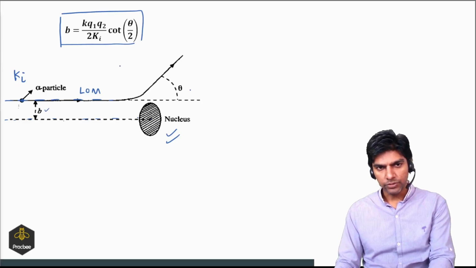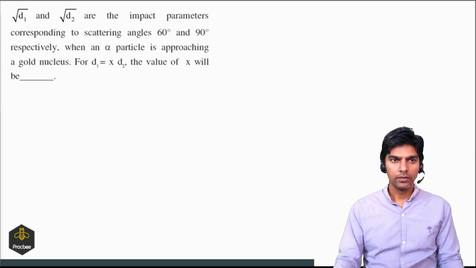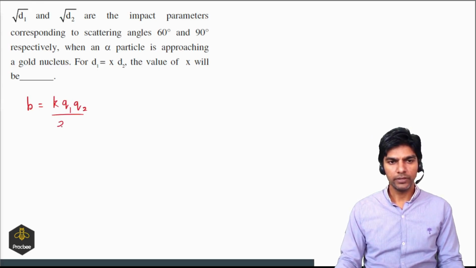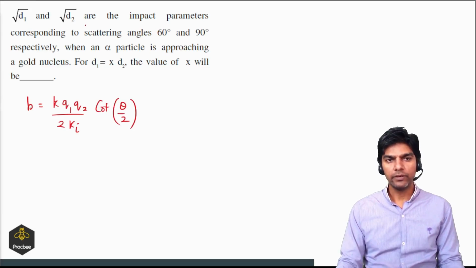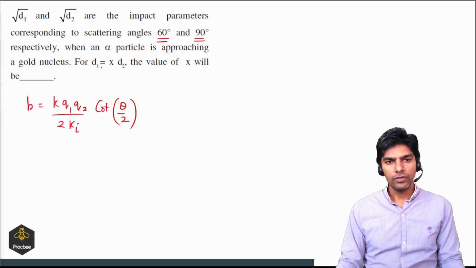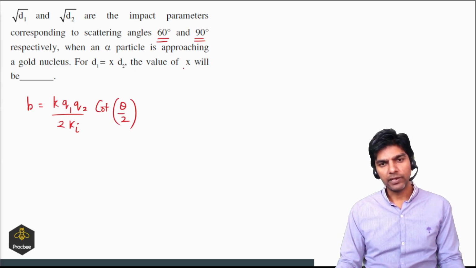Now let us see the application of this formula. So the impact parameter is K q1 q2 divided by 2 times Ki cot theta by 2. So we are given root d1 and root d2 as the impact parameters corresponding to the scattering angles 60 degrees and 90 degrees respectively when an alpha particle is approaching a gold nucleus. For d1 equals x times d2, the value of x is?